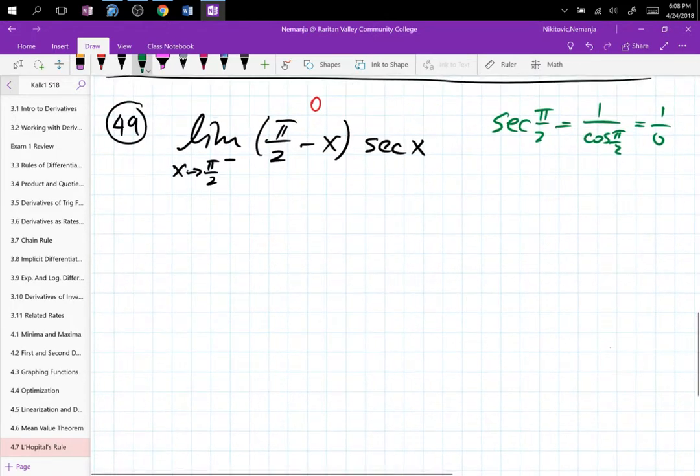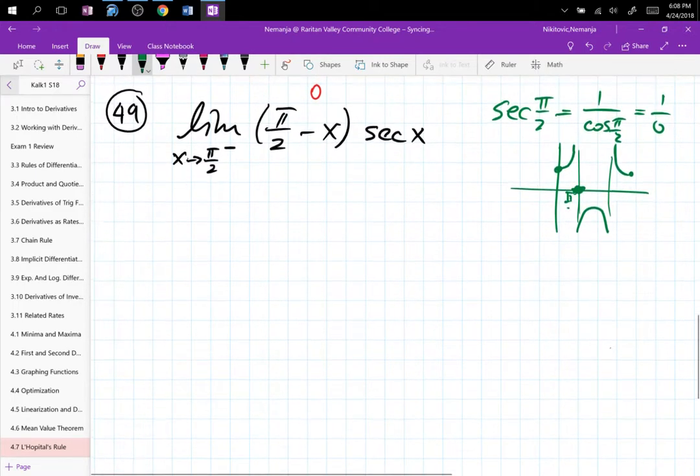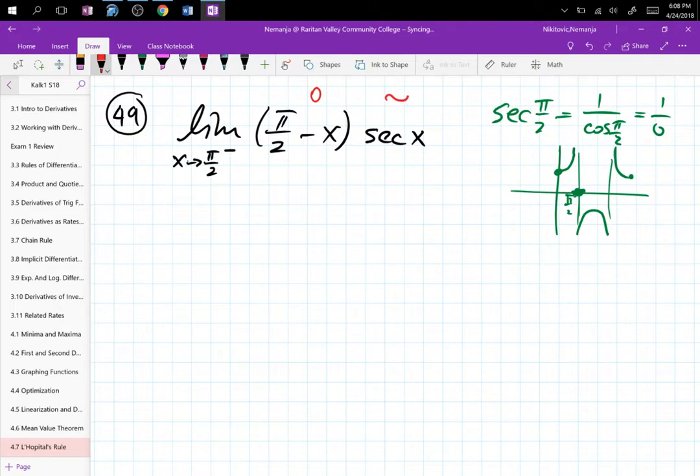Or if you want to draw the secant graph, you can quickly draw the cosine graph, and then at every 0 strike the vertical asymptotes and just invert all the cups and then get rid of the cosine graph, and this is your secant graph. So pi over 2 from the left, pi over 2 is here, and when you approach it from the left, you see it goes to positive infinity. It doesn't matter whether it goes to positive or negative infinity, the rule works the same for both. So we have 0 times infinity, and for 0 times infinity, we do the rule again, and we do it on the trig function.